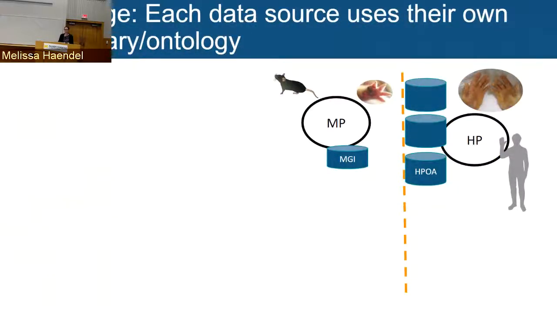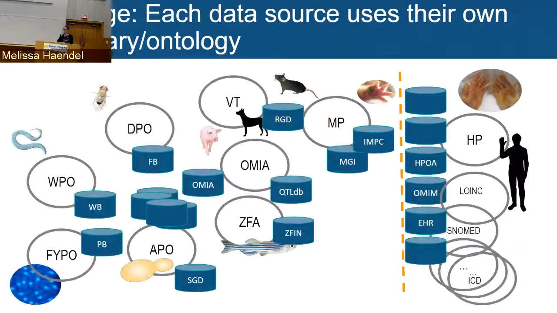So you think it's bad that there's only a few of these problems, but the challenge is really that each data source uses their own terminology. And I have to say, I've spent much of my career aligning other people's terminologies. So a lot of what we'll talk about is that process. Here on the right, we have the human phenotype ontology. On the left, we have the mammalian phenotype ontology used by the mouse genome informatics resource. But there's literally hundreds and hundreds of different terminological representations for each domain, each community. And they're all represented differently.